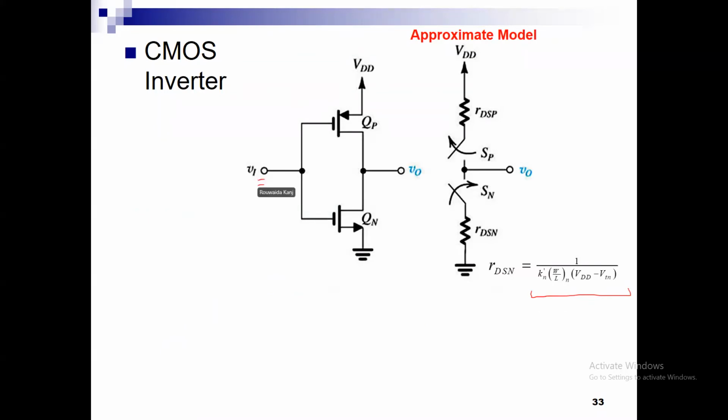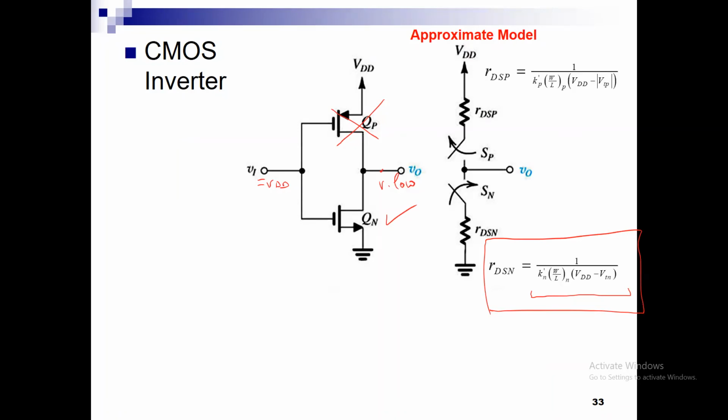Then when Vn equals VDD, this will be off, this will be on, and it will be linear, and the output will be very low. And we will explain them later. But I'm just saying this to tell you where this equation came from. And in a similar fashion, there is a resistance for the PMOS when the switch is on. We can approximately use this resistor value. But let us now dig into the details slowly.